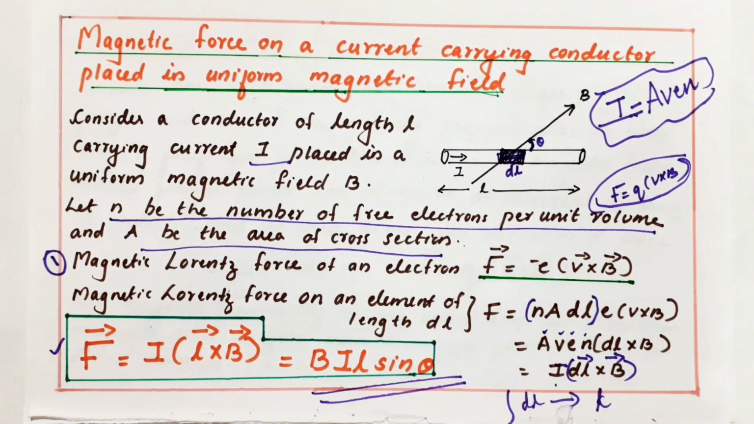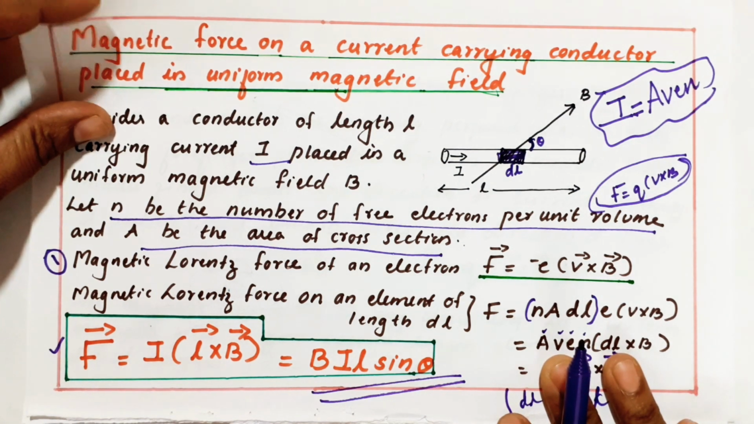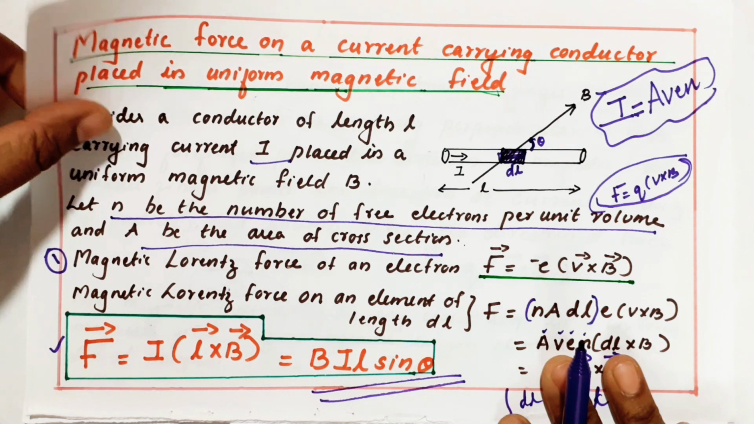So what I need to tell is, if you place a conductor in a magnetic field, the conductor experiences a force and that force is equal to Bil sin theta. B is the magnetic field, I is the current, L is the length of the conductor and theta is the angle between L and B. B is the magnetic induction.